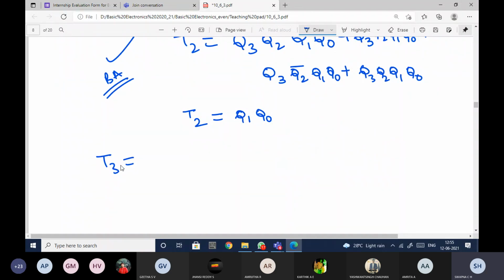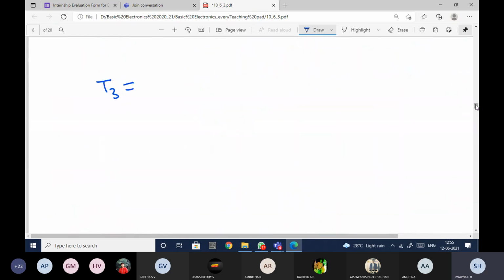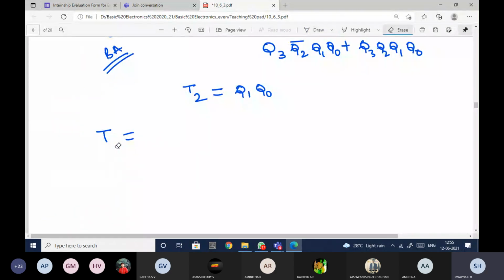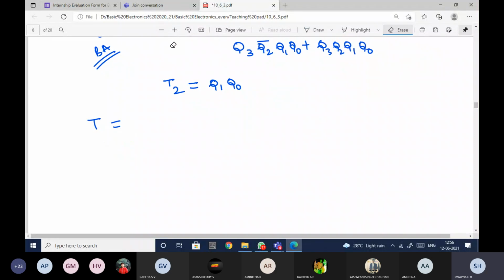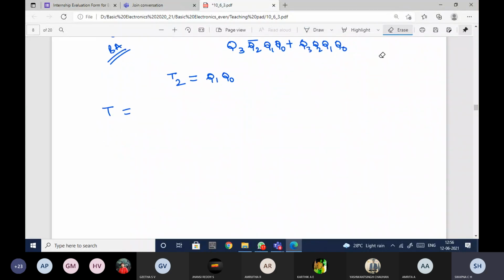For T1 also you write the equation. I hope everybody knows how to write the equation, right? Yes. Okay, so write the T1 equation. You'll get 8 terms here. All those terms have a plus symbol in between, right? Those are said to be the sum of products, which can be given as summation, sum of products.